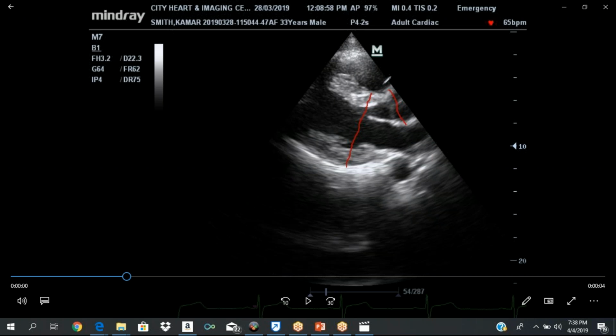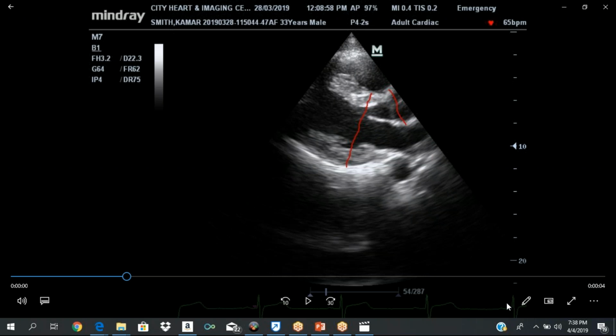So from the leading edge to the leading edge. These are the measurements that you do in diastole. And in diastole, we're talking about the onset of the QRS. So at the onset of the QRS, that's your diastolic frame. The mitral valve is open, the aortic valve is closed.